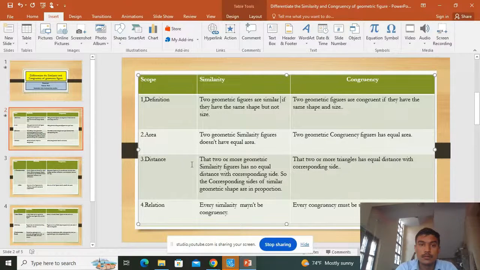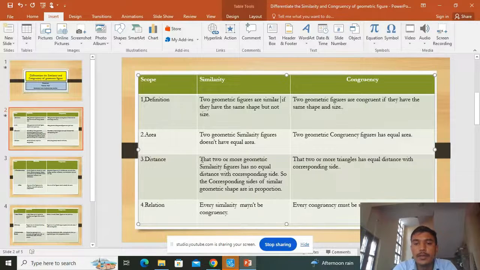Distance. Two or more similar geometric figures have no equal distance with the corresponding sides. So the corresponding sides of similar geometric shapes are in proportion.